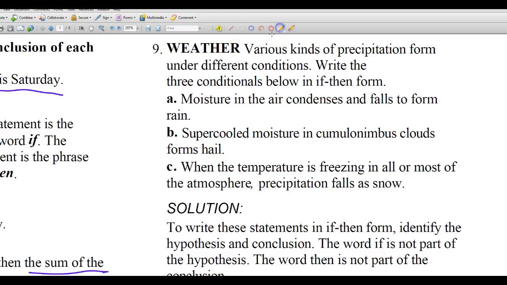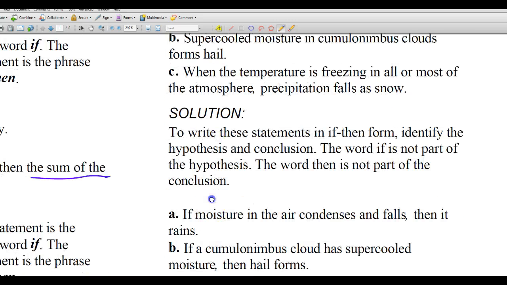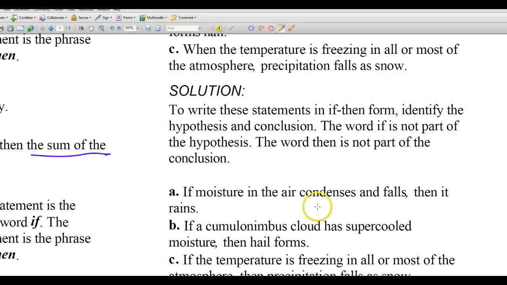Okay, so for number 9, various kinds of precipitation form under different conditions. Write the 3 conditionals below in if-then form. Moisture in the air condenses and falls to form rain. So if moisture in the air condenses and falls, then it rains.